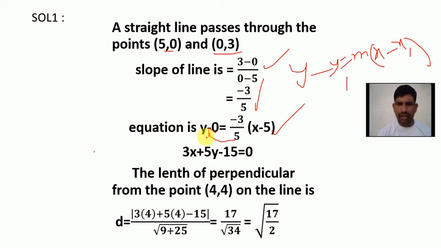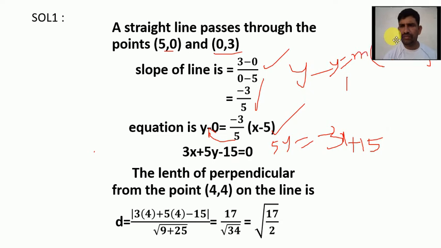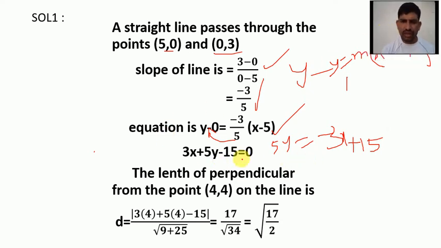5 into y is 5y. We are doing a little bit of simplification here, not the toughest. Now multiplying minus 3 inside, we get minus 3x plus 15. Got it? Next, simplifying this, finally we got 3x plus 5y minus 15 equal to 0. This is the required equation.